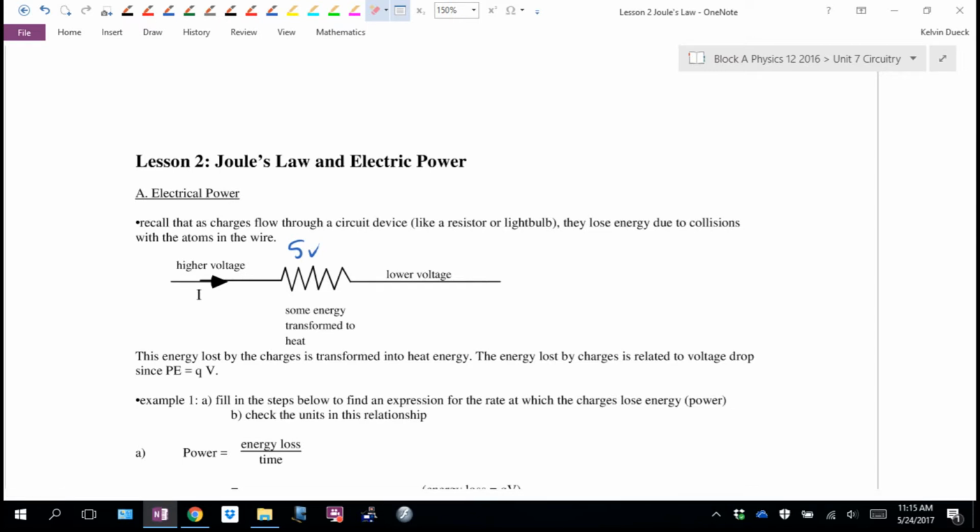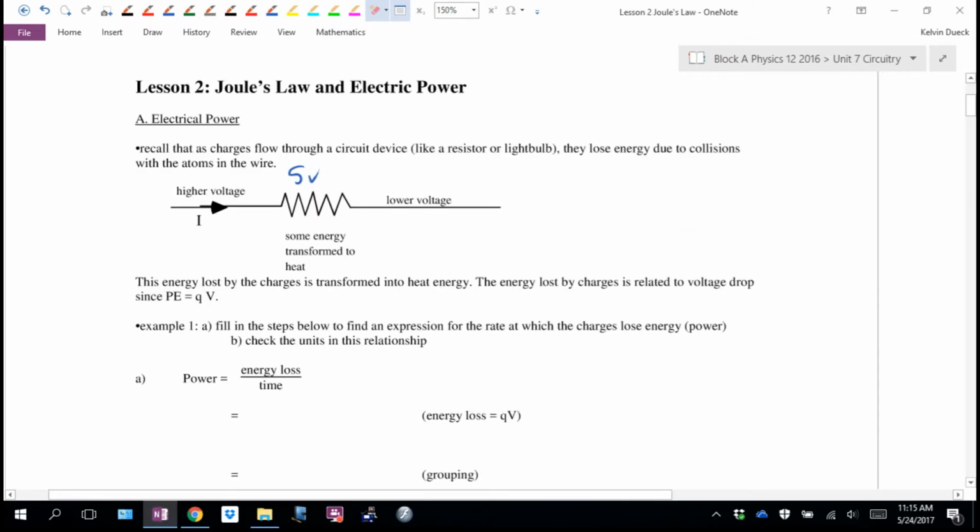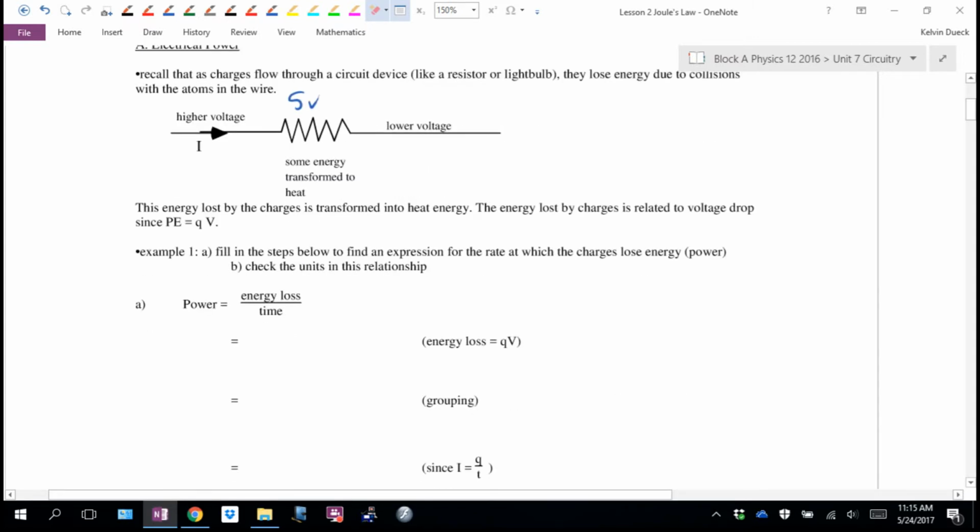We'll just say, oh, but that's how you figure out how many volts you lost. How many volts did I have coming in? How many volts do I have going out? Well, that's how much I lost. I'll label the resistor with that. Remember, voltage is energy per coulomb. It's joules of energy per coulomb. So if you lost 5 volts, you've lost some energy going through that resistor. It's transformed into heat or other clever things. This energy lost by charges is related to voltage drop, since potential energy is QV.